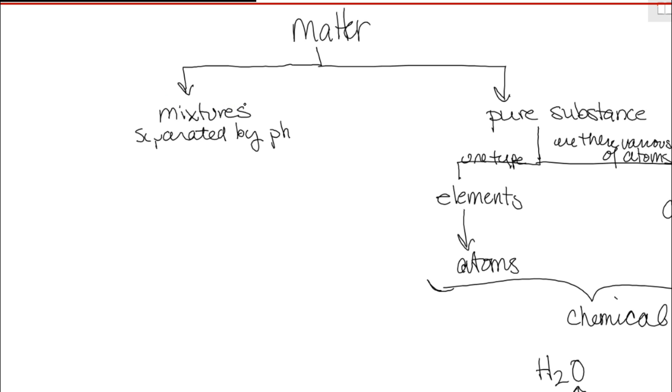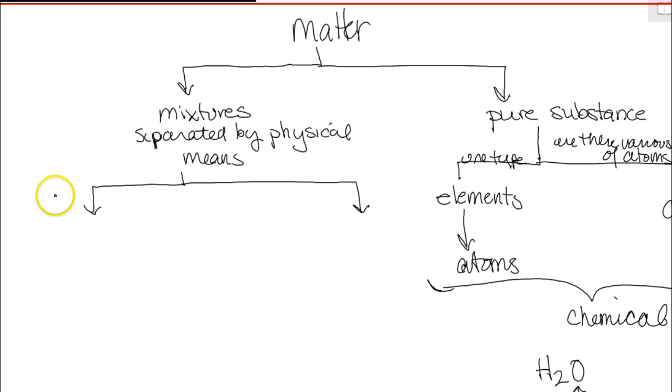And I'll list some of those means in just a second, some of those ways that we can separate mixtures. But it kind of depends on which mixture we're talking about. There are two kinds of mixtures. One is called a heterogeneous mixture, and the other is called a homogeneous mixture.